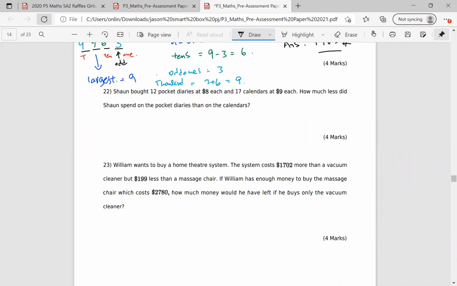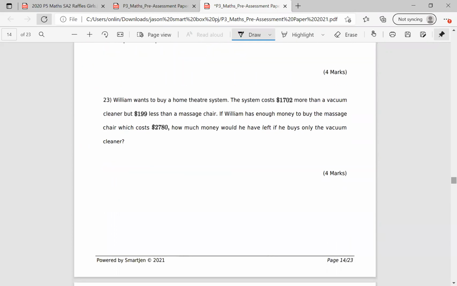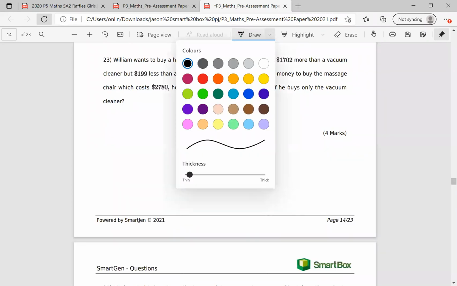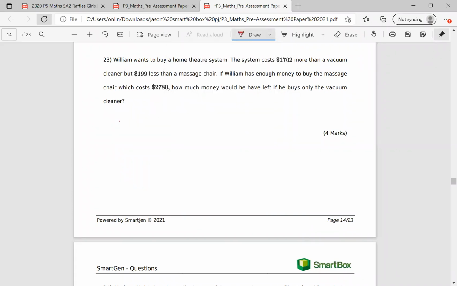Question 22 I think is quite easy, so I'm not doing 22 even though it's 4 marks. I'll be doing 23 because it is a bit more tedious. In question 23, William bought a home theater system. The system cost 1,702 more than the vacuum cleaner.